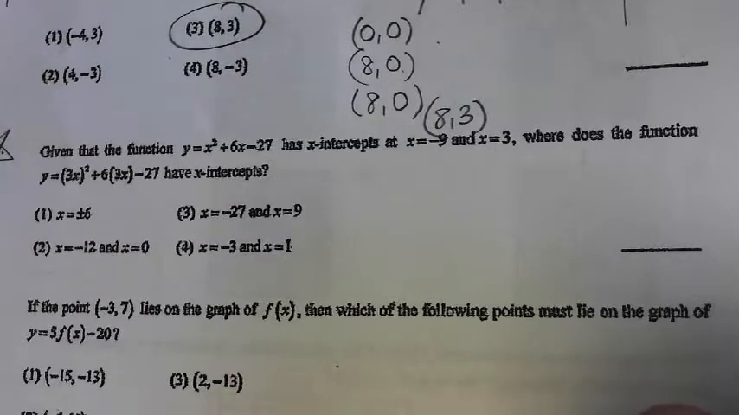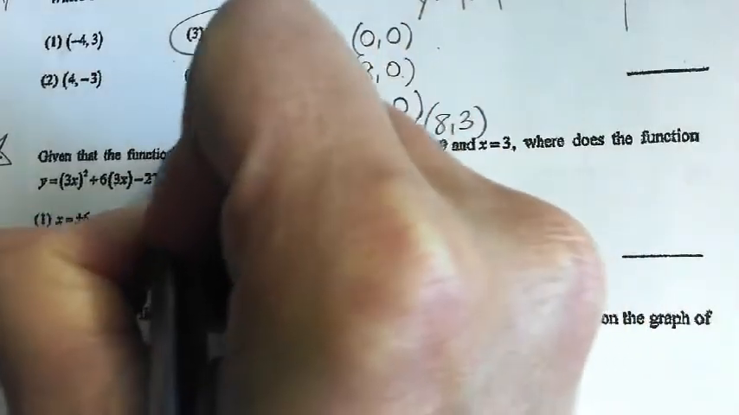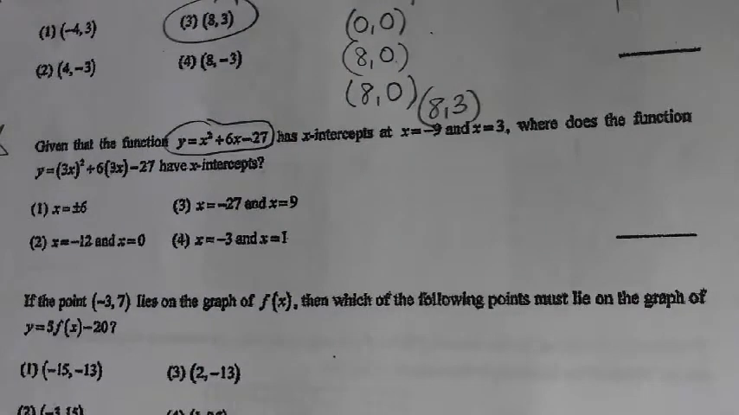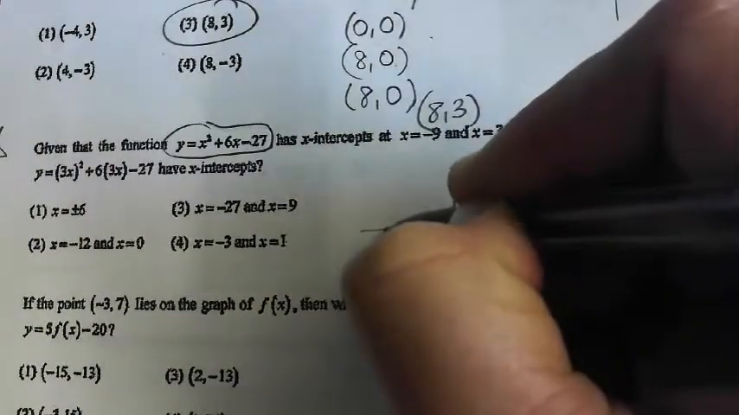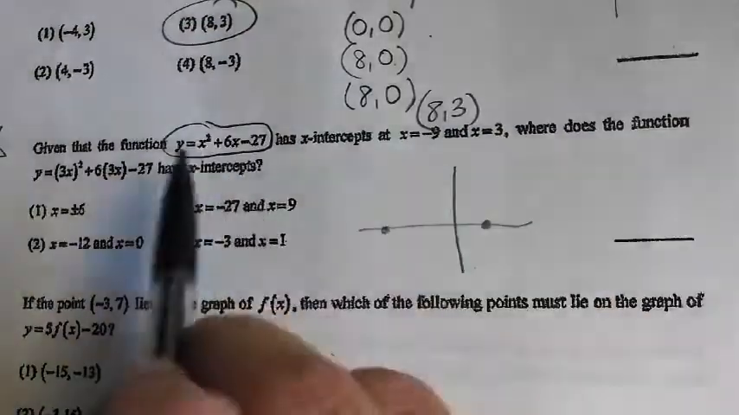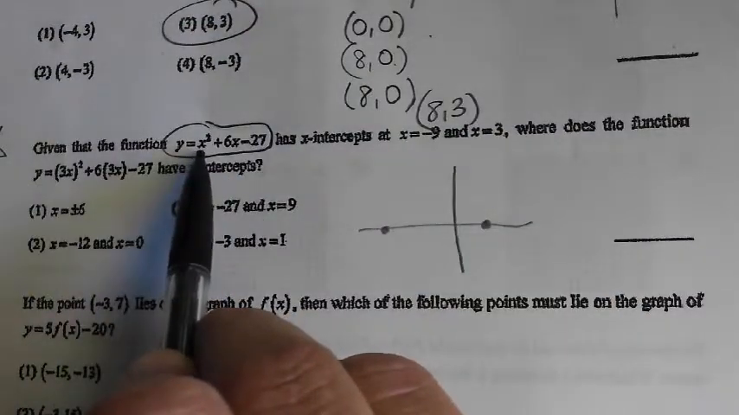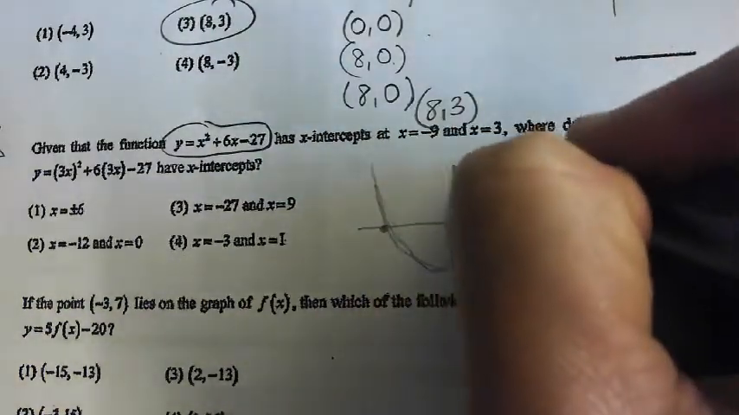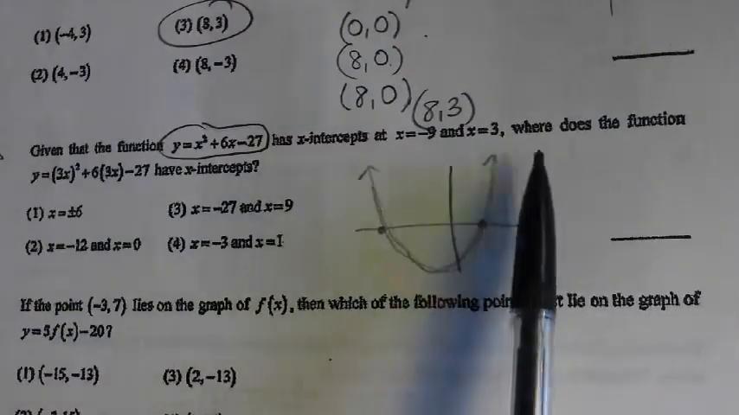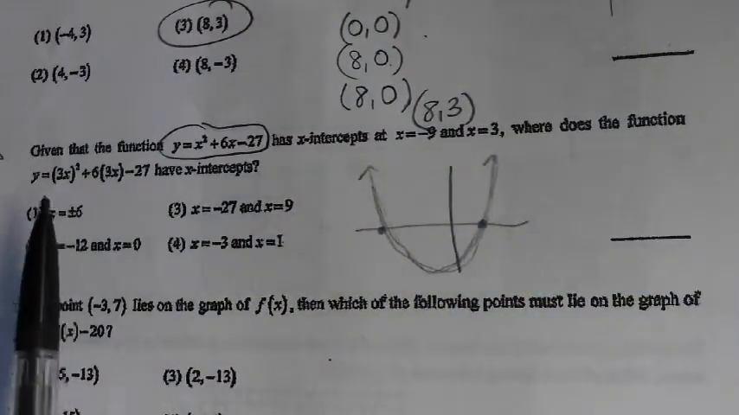So they give us an original function. It's a quadratic of some sort, because it's x squared. And it tells us what those x-intercepts are. And you can sketch it if you want to. I don't think you necessarily need to. But we know that if it's got an x-intercept at -9 and at 3, and we know it opens up or down? Up, because it's a positive x squared. We know it looks something like that. That's our original function. Then they are asking us, well, where does this function have x-intercepts?